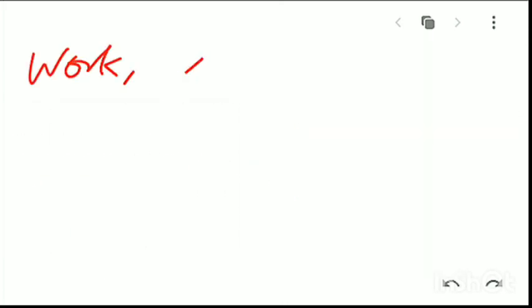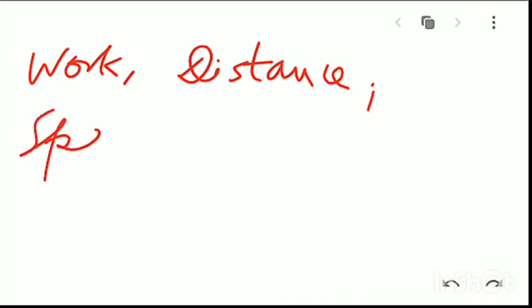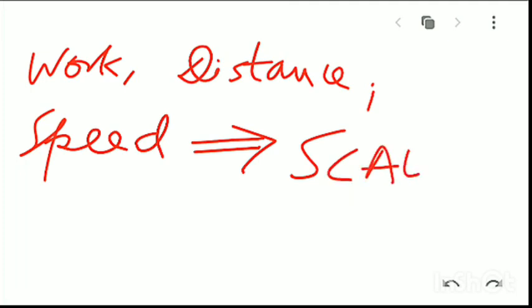So quantities like work, and next is distance. If I ask you the distance of a place, you always answer 5 kilometer, 10 kilometer. You don't say in which angle or direction. Then speed, but not velocity, I'm warning you. So these kinds of quantities only require magnitudes, so they are examples of scalar quantities.